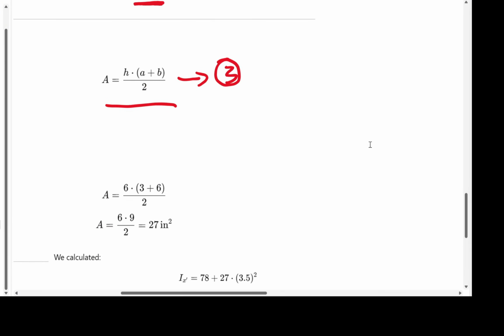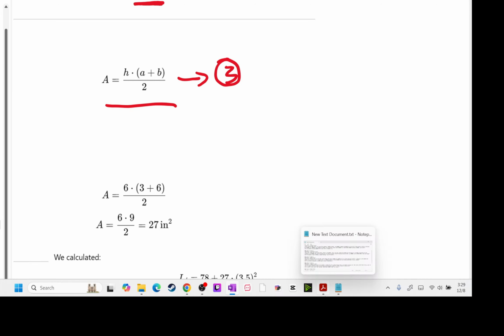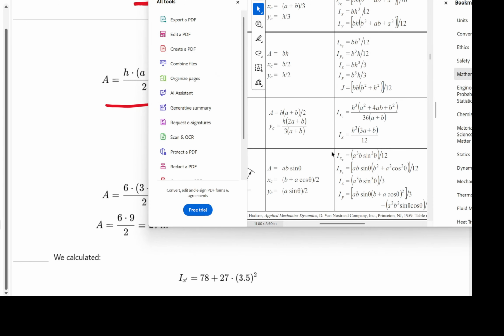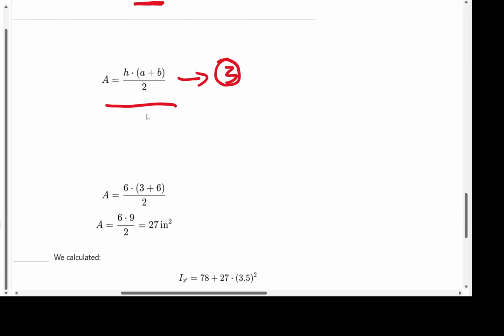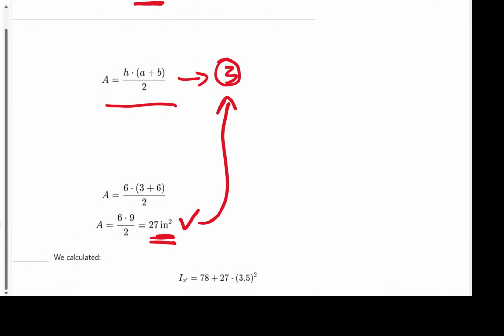Now, once you calculate Ixc, the next term that we need to calculate Ix dash is A. A, like I was showing you before from the reference manual, is equal to h into a plus b by 2. That is exactly what I wrote over here. H is 6, a is 3, b is 6. Substituting everything, you get 27 inch squared. Got it? So that is going to be your A.